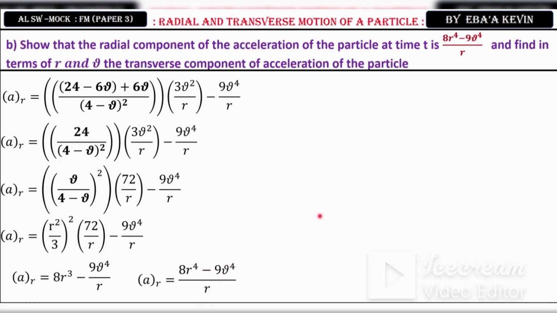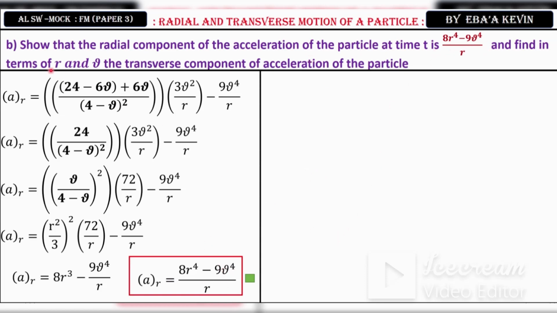This is actually what was being required for us to prove, that is the radial component of the acceleration of the particle at time t is (8r^4 - 9θ^4)/r. So we have already answered the first part of the question.